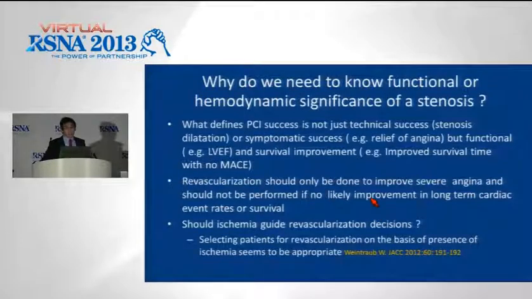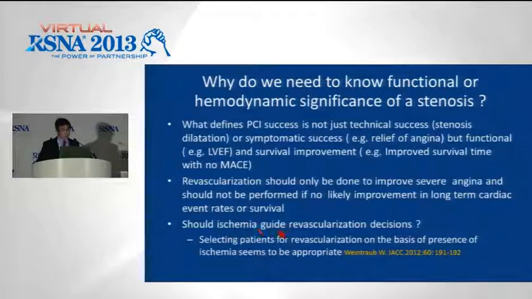So why do we need to know the functional hemodynamic significance of a stenosis? Because what defines PCI success is not just the technical success of restoring flow or symptomatic success, relieving the patient's severe angina, but functional improvement, for example, improvement in LV ejection fraction, and survival improvement. This is the most important. That means you have to show improved survival time with no major adverse effects. So revascularization should only be done to improve severe angina and should not be performed if there's no likely improvement in long-term cardiac event rates for survival.